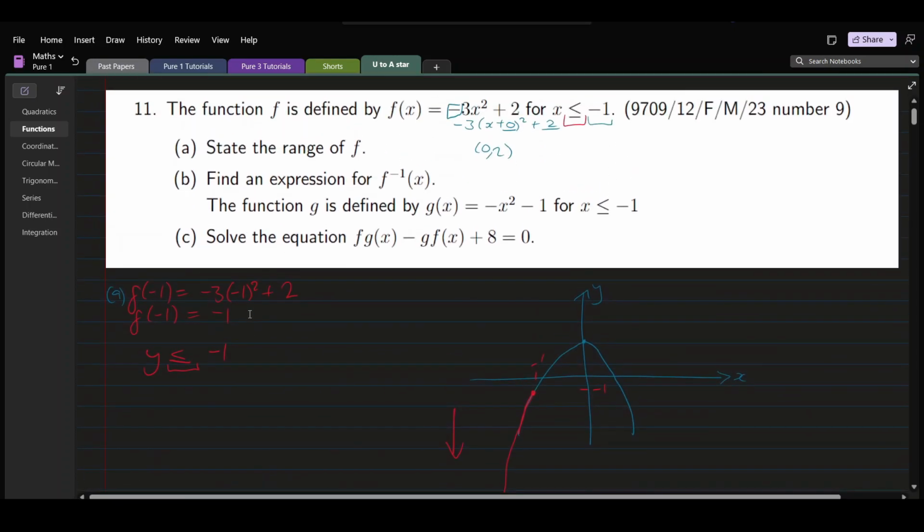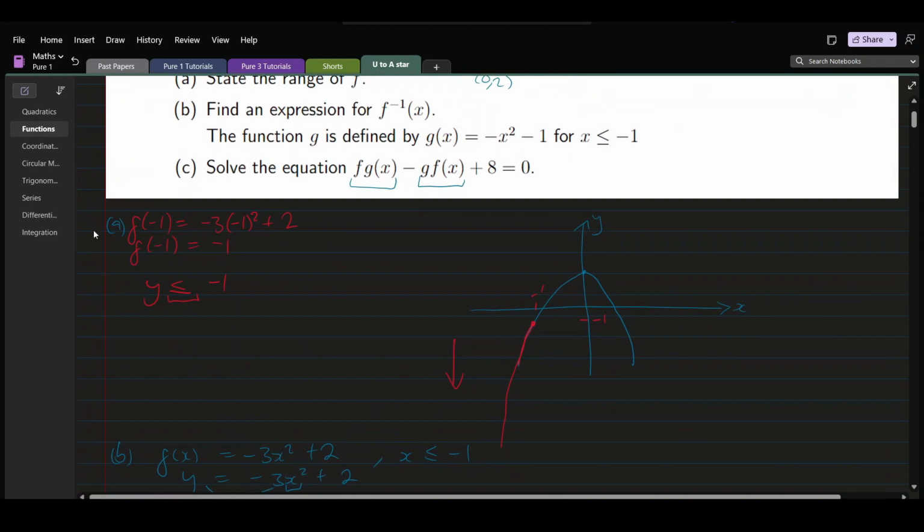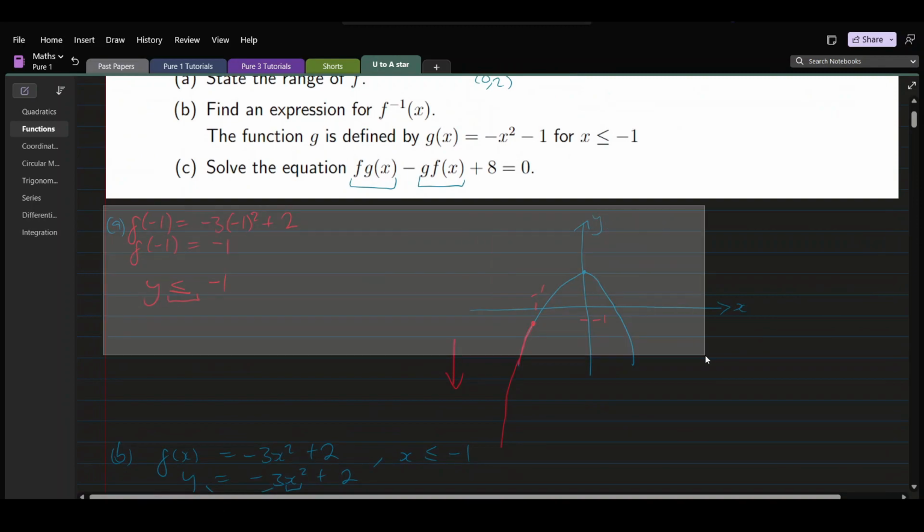Now let's move on to part C. The function g is defined by g of x is equal to negative x squared minus 1, where x is less than or equal to negative 1. Part C, solve the equation fg of x minus gf of x plus 8 is equal to 0. Okay, so we need to start by first evaluating fg of x and then evaluating gf of x. So let's start with fg. Okay, so let me just clear out A and B so that we can see everything clearly.